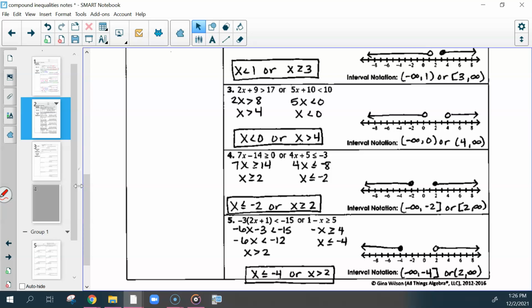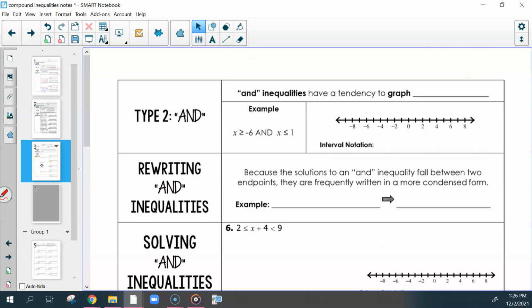Do we have any questions on those two? No. We're now going to move on to and inequalities. Basically, and inequalities are the opposite of everything we did. So, or inequalities have a tendency to graph apart, and and inequalities have a tendency to graph together.